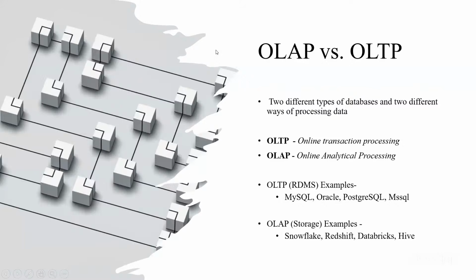Okay. Again, there are two types of databases in relational databases. One is OLTP, nothing but online transaction processing. OLAP is nothing but online analytical processing.